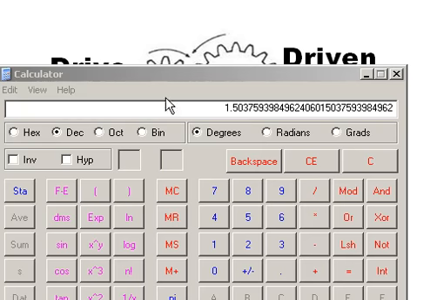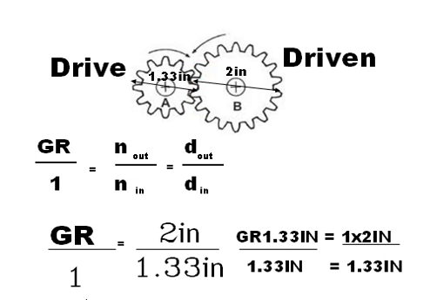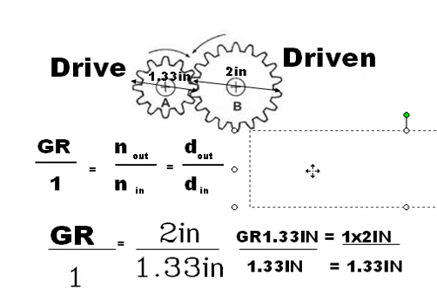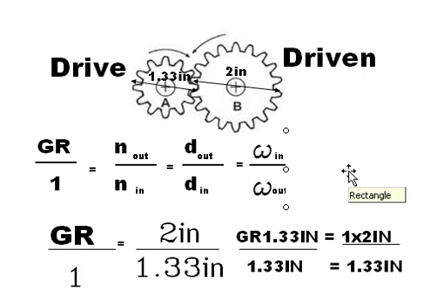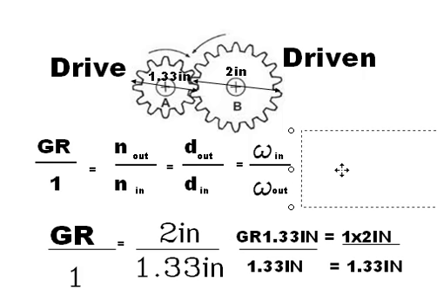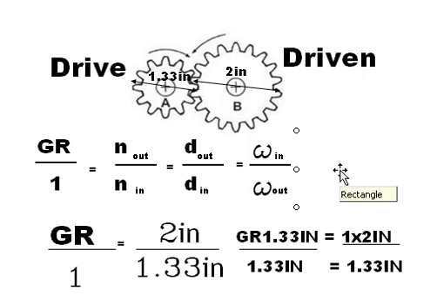So basically we've got the same thing. We can now say we've just proven that the gear ratio over 1 is equal to the number of teeth out over the number of teeth in, and is also equal to the diameter of the gear out divided by the diameter of the gear in. In the next part of the equation, you can also factor in the speed at which the gears will turn.